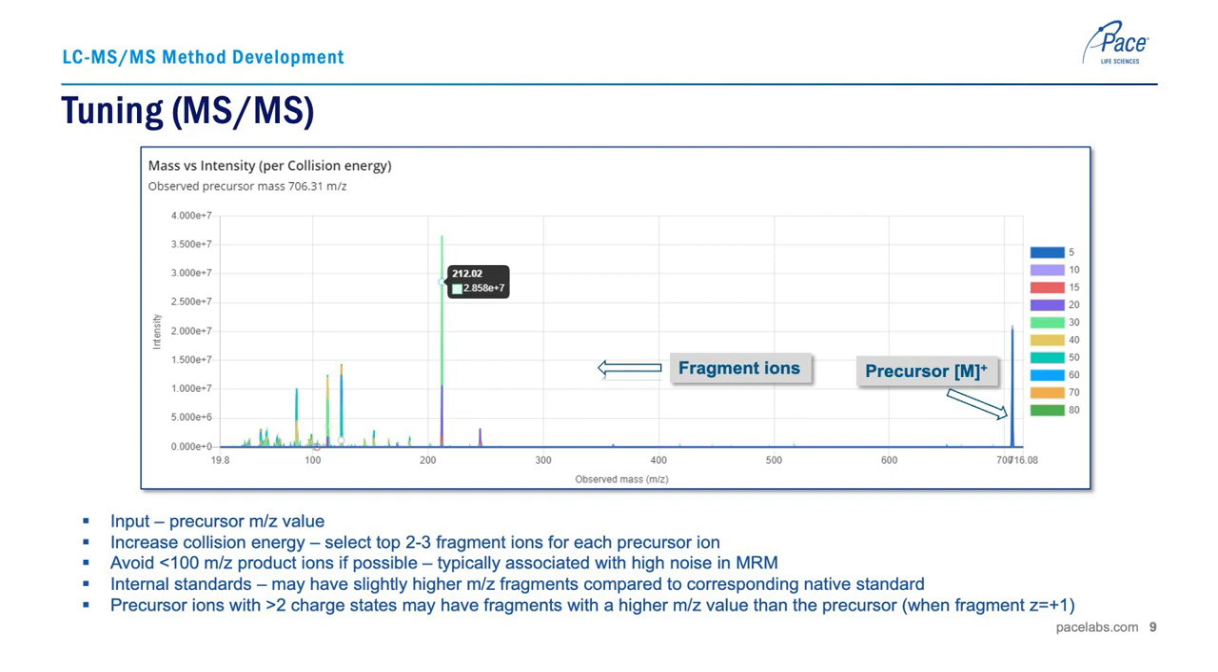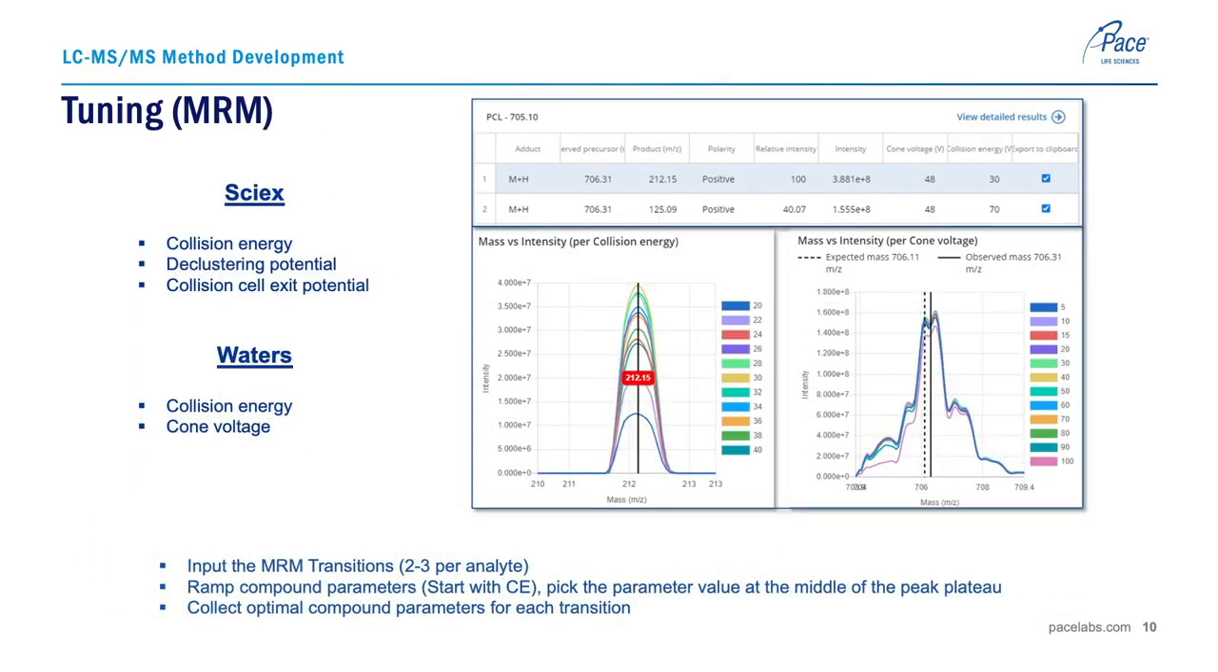In case of pegylated lipids, for example, precursor ions with more than 2 charge states may have fragments with a higher m/z value than the precursor itself, especially if they are singly charged. Make sure to adjust your scanning m/z window appropriately so any fragment ions of interest will not be missed. Once the precursor and product ions are recorded, next, tune for the compound parameters, mainly the collision energy and cone voltage. In case of SCIEX instruments, tune for collision cell exit potential as well.